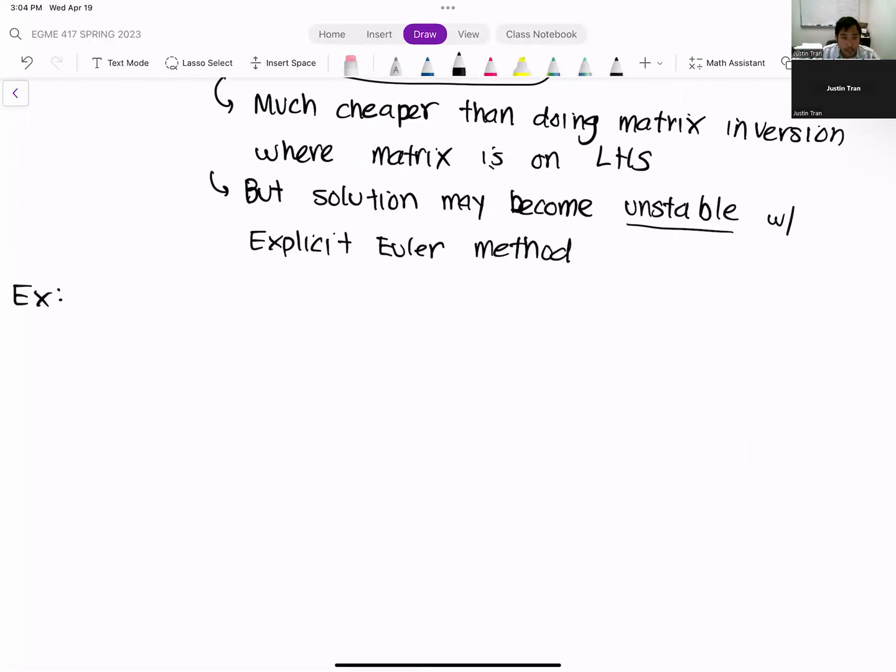Okay, and so our example is the following. We have partial phi, partial t is equal to 3 times partial squared phi, partial x squared. Okay, and so this is a simple unsteady diffusion problem, right? Our boundary conditions.